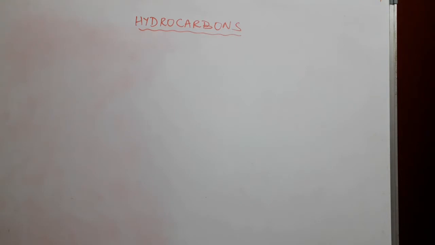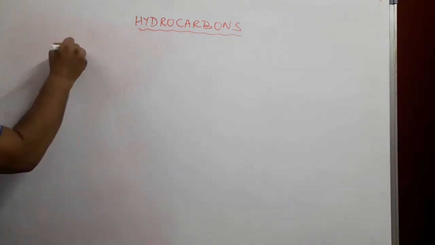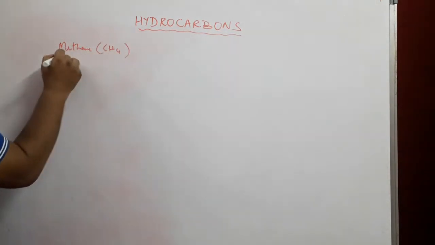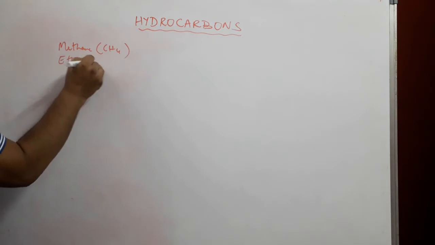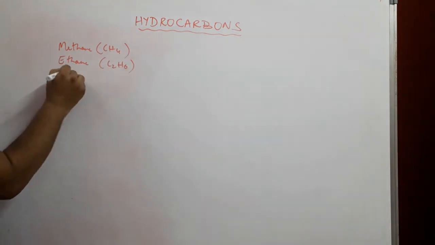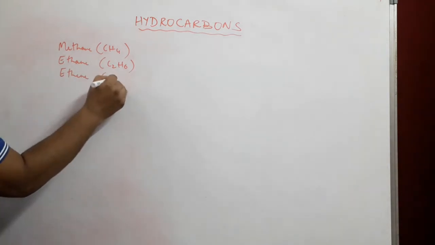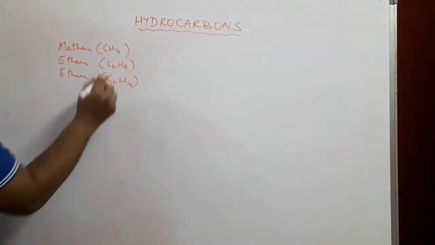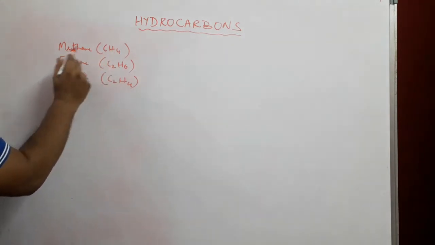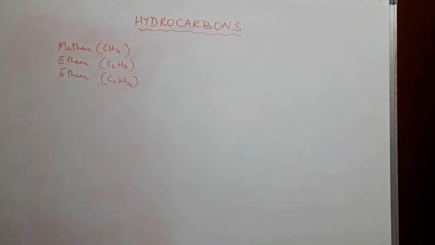There are various examples. Examples of hydrocarbons include methane, which is CH4. Then you have ethane, which is C2H6. You have ethene, which is C2H4, and so on. If you notice over here, they have carbon as well as hydrogen. So these are known as hydrocarbons.